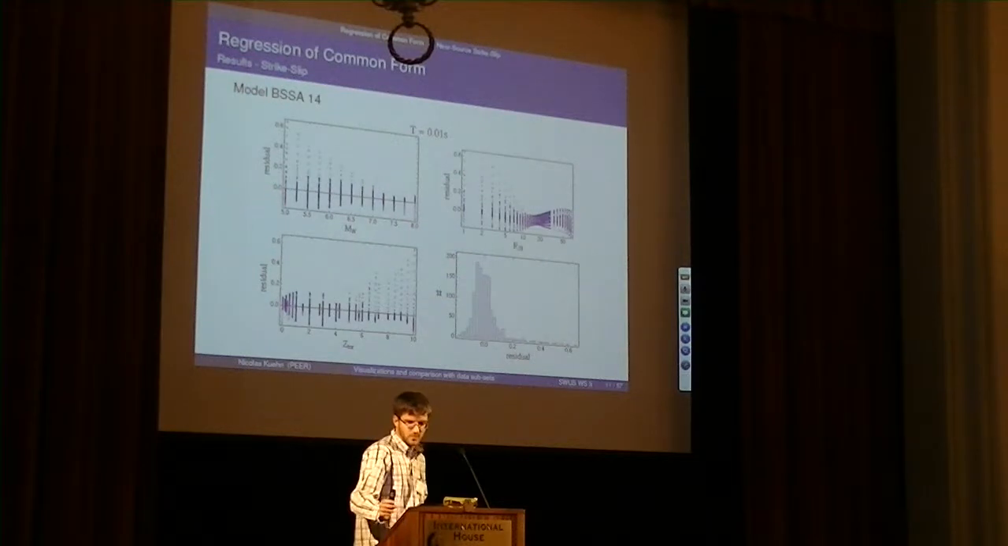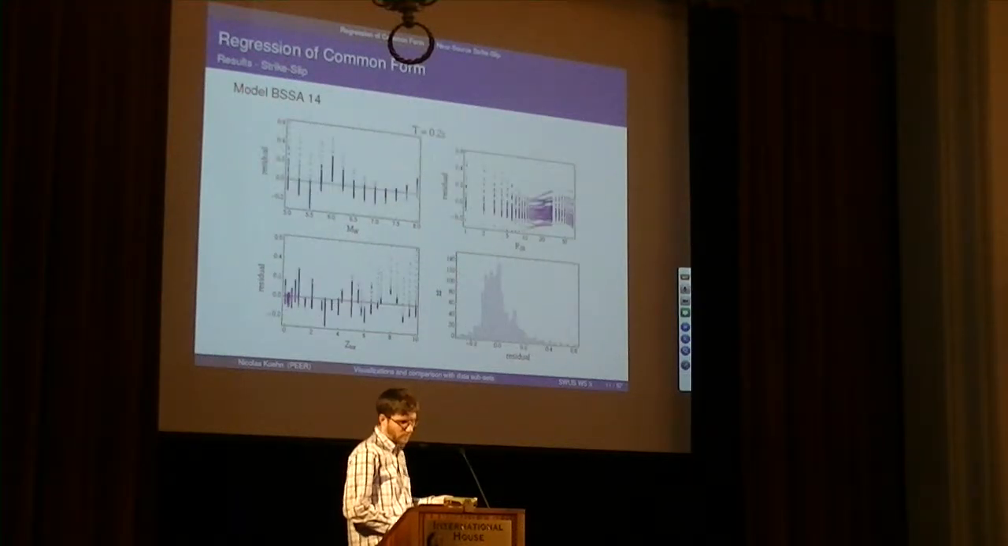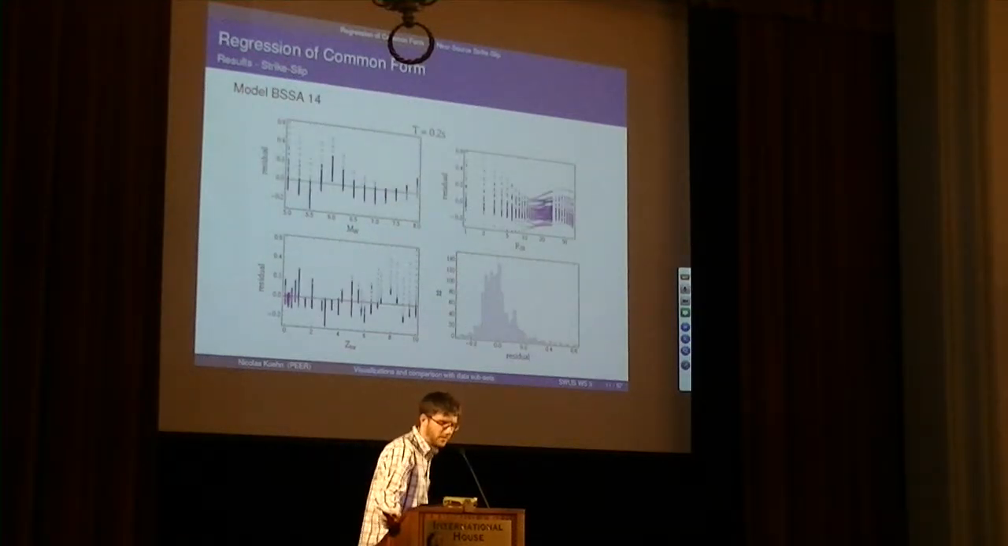For large magnitudes, it doesn't matter because in that case, the depth to top of the rupture is 0. It's set to 0 or very small values. So therefore, we don't see that effect there anymore. This is the same thing for 0.2.